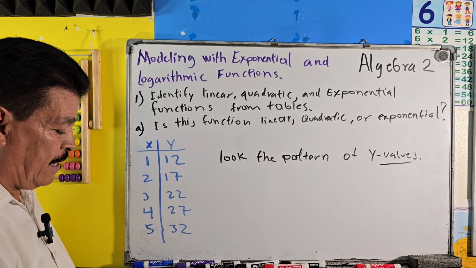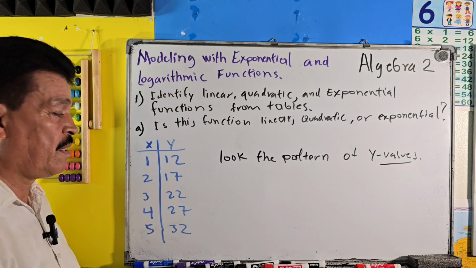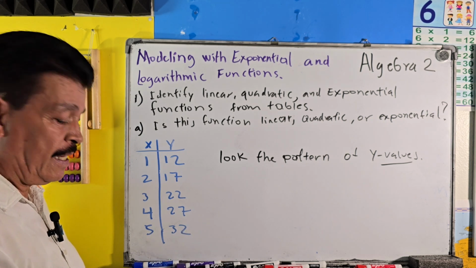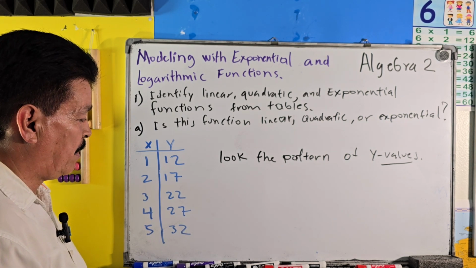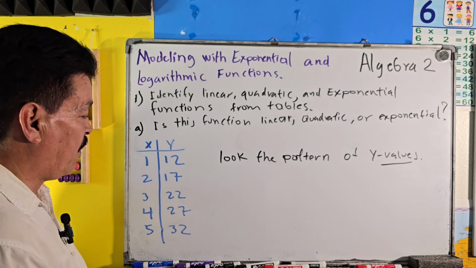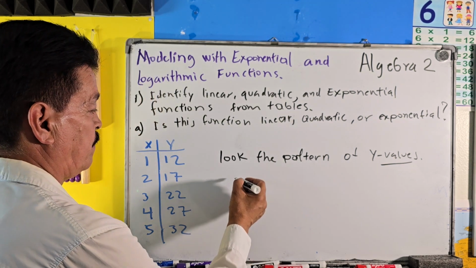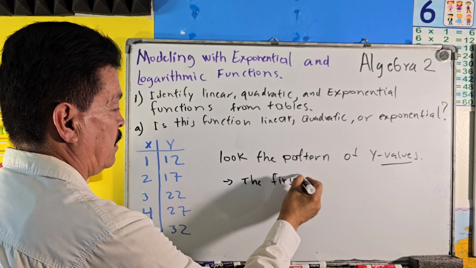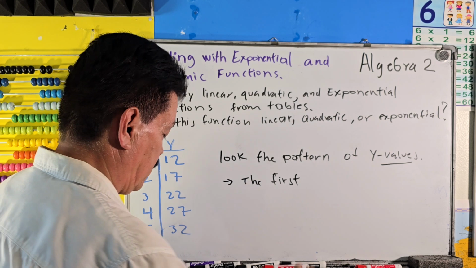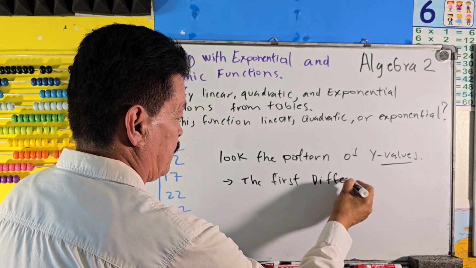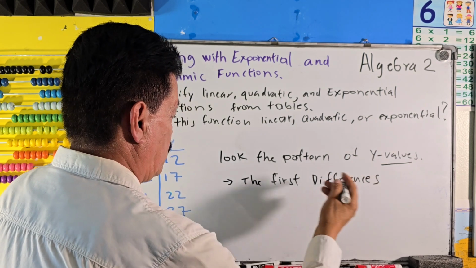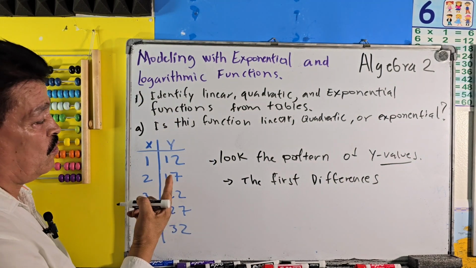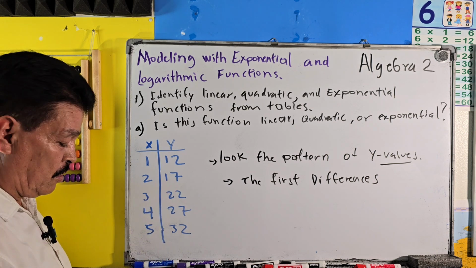Look at this. If the values are consecutive, the function may be linear, so we have to use the first difference. What is the first difference? We have to look at the y values.